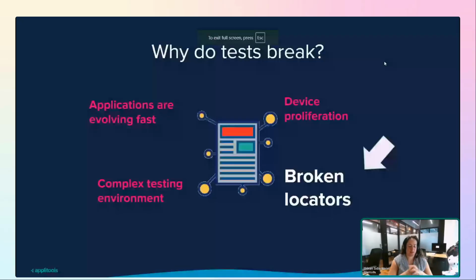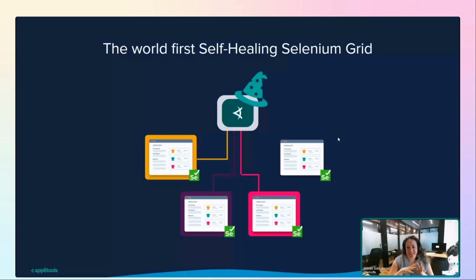Okay, let's start with talking about the broken locators. One quite a main factor here in the poll, as I saw earlier. And the way we want to handle this is by just helping you self-heal your test. So please meet the world's first self-healing Selenium grid. And this magician here will actually execute your test. That's a testing execution platform designed for scale and resiliency. And it will also self-heal your test.